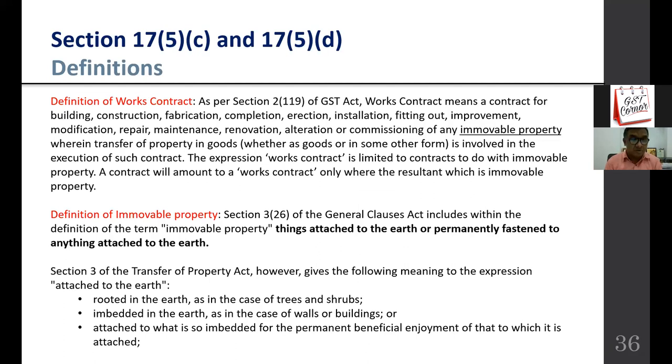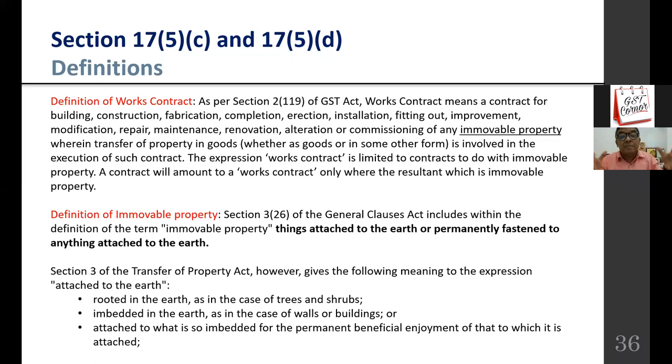Finally, the term immovable property. Immovable property has not been defined anywhere under GST. So we have to borrow it from the General Clauses Act, where it says that immovable property means things attached to the earth or permanently fastened to anything attached to the earth. That's why, when sliding doors and sliding windows are attached to the building and are non-detachable, it has been held that ITC on the same is not available. Why? They are attached to the earth, permanently fastened to anything attached to the earth.